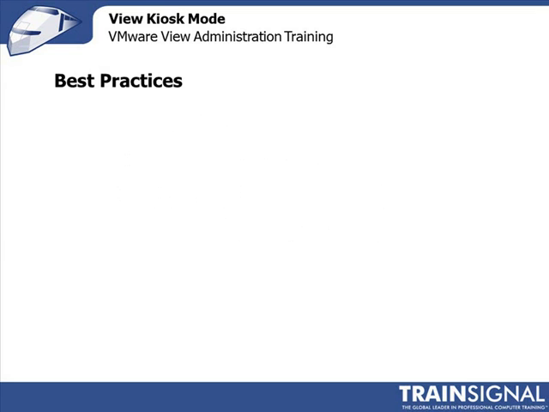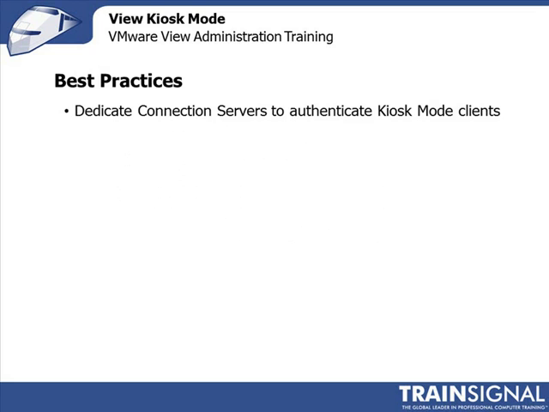Now before we get into actually showing those commands in the real world, let's talk about a few best practices. First, in a large environment, you would want to dedicate connection servers to authenticate kiosk mode clients. This way you can use tags to lock down which connection servers have access to our kiosk pools, and also eliminate regular users from accessing those connection servers.